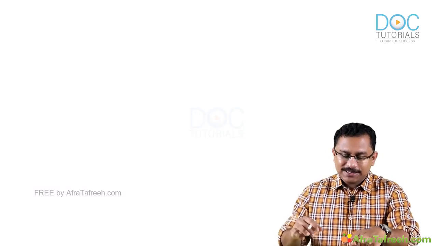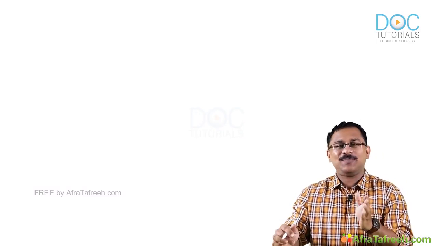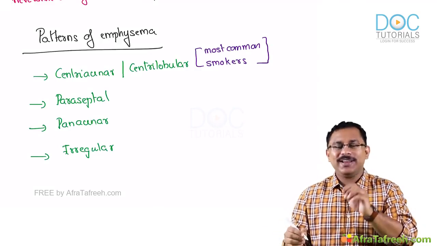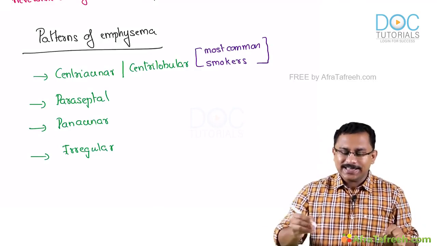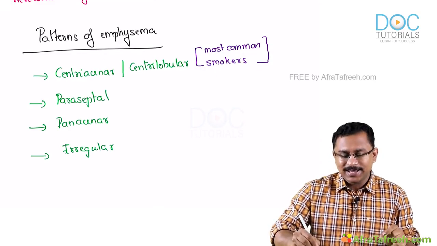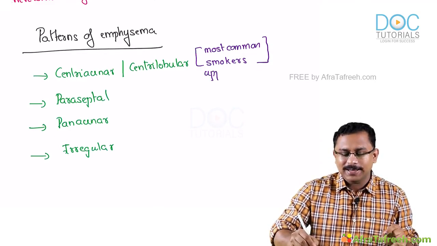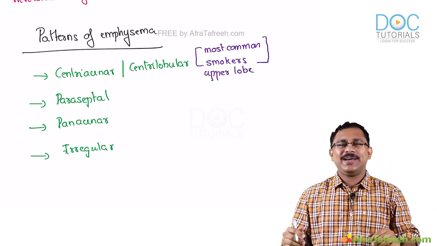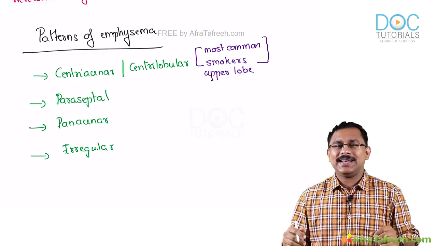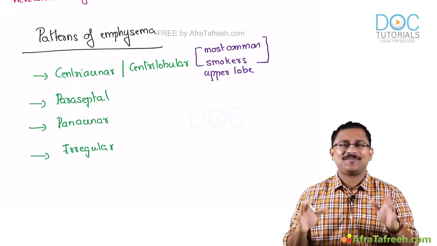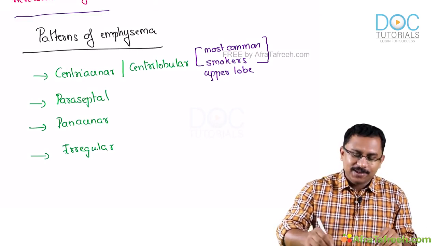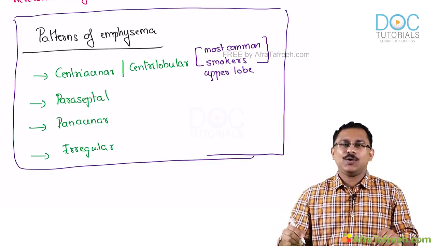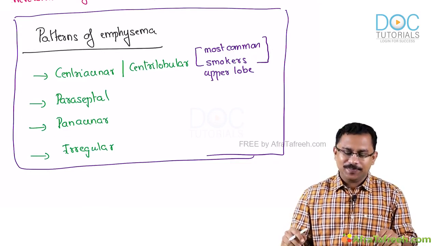Okay, out of which the most important one you have got to keep in mind is the centri-acinar or centrilobular. Two MCQs I have already told you with respect to your centri-acinar. There is one more point that the centri-acinar is more common in the upper lobe. Okay, in the upper lobe of the lung is where you will have your centri-acinar subtype more commonly. Okay, so what have we learned so far? We have learned the patterns of emphysema. Okay, the patterns of emphysema.